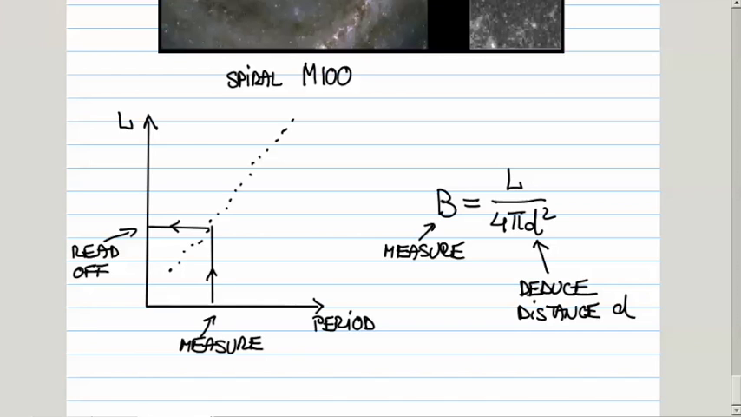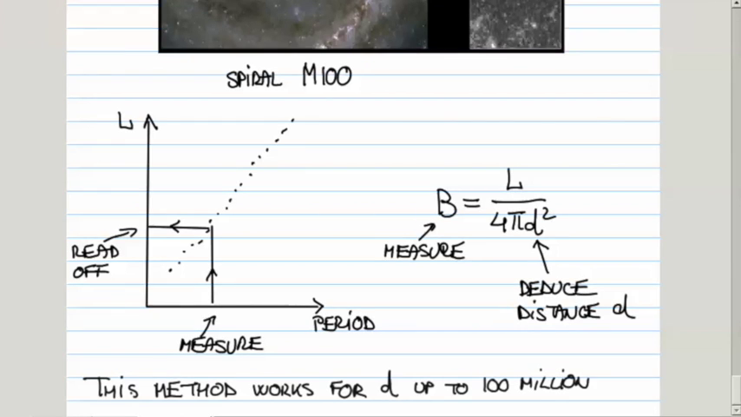Fine, but this method doesn't work for galaxies that are beyond 100 million light years. It will fail for the galaxies that are more distant than 100 million light years. Okay, but at greater distances, we just can't see them, right? So something else has to be devised, and we'll discuss that on Wednesday.